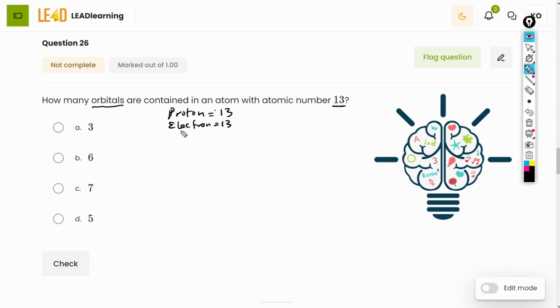Now, to determine how many orbitals are in an atom with this atomic or proton number, we need to apply the Aufbau's principle, which tells us how electrons will occupy orbitals. And the Aufbau's principle states that when electrons are occupying orbitals, they will occupy orbitals of lower energy level before occupying orbitals of higher energy level.